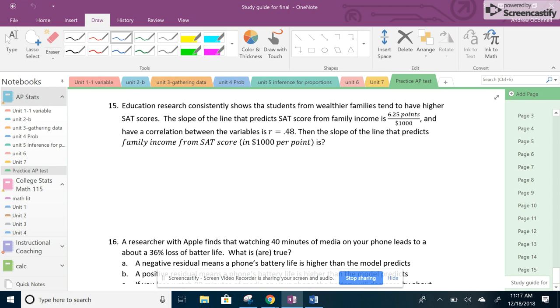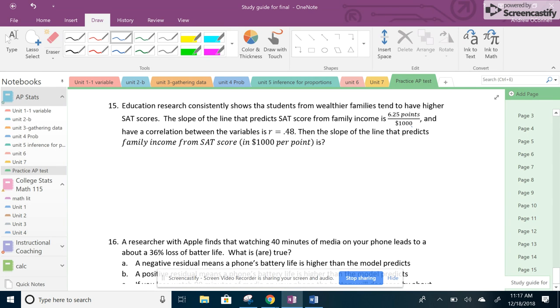Yes. Okay, so I took this one exactly off the study guide from Unit 2, which was about linear regression. Education research consistently shows that students from wealthier families tend to have higher SAT scores. The slope of the line that predicts SAT score from family income is 6.25 points per $1,000, and the correlation between the variables is r equals 0.48. So is there a correlation? Is it weak, moderate, or strong?